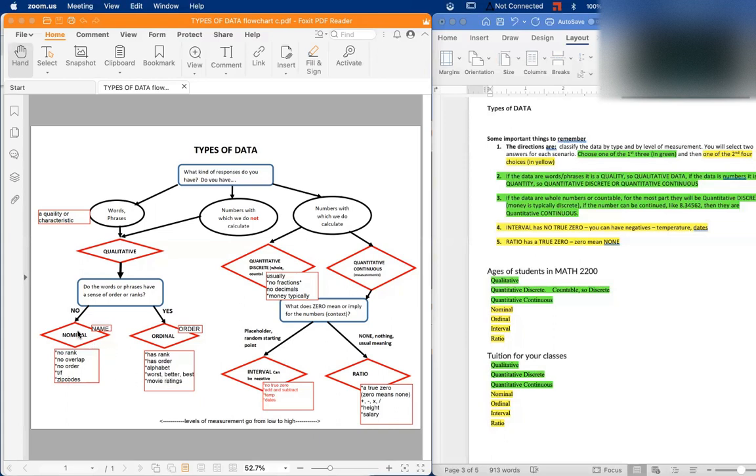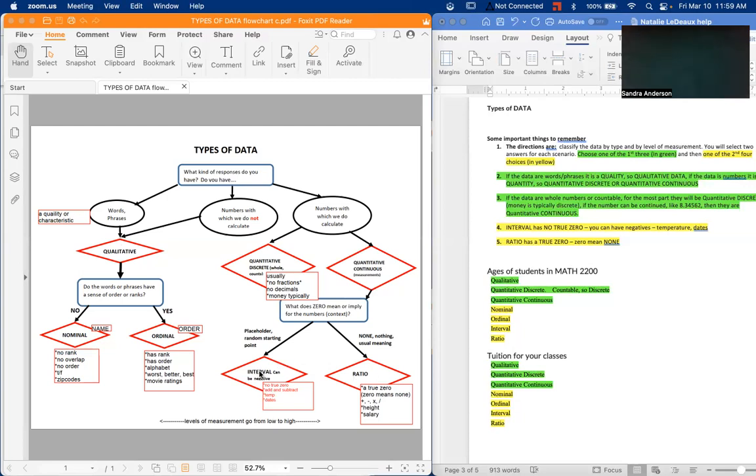And then once you choose qualitative, from the yellow, you would choose nominal or ordinal. Nominal is just kind of a name which has no order, and ordinal might have some type of rank or order. And then if you choose quantitative, then you will choose interval or ratio.